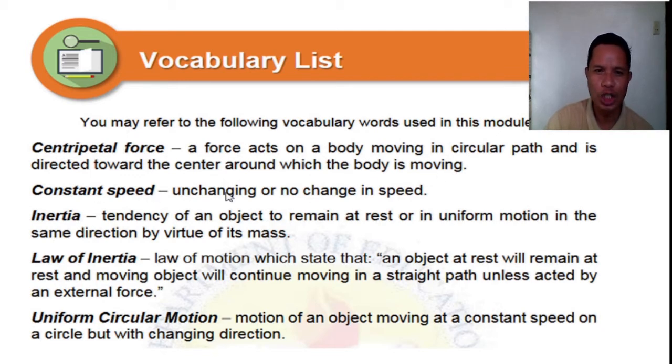Constant speed: unchanging, or no change in speed. Inertia: the tendency of an object to remain at rest or in uniform motion in the same direction by virtue of its mass. The law of inertia, a law of motion, states that an object at rest will remain at rest, and a moving object will continue moving in a straight path unless acted upon by an external force. Uniform circular motion: motion of an object moving at a constant speed on a circle but with changing direction.